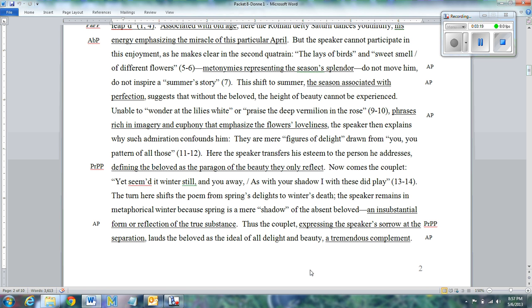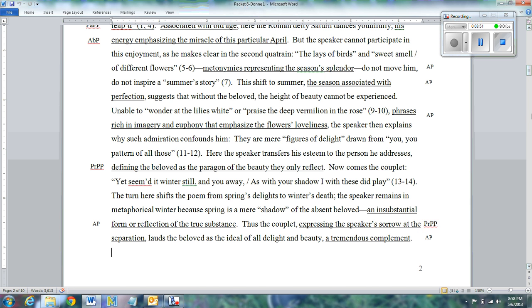Yet seemed it winter still, and you away, as with your shadow I with these did play. The turn here shifts the poem from spring's delights to winter's death. The speaker remains in metaphorical winter because spring is a mere shadow of the absent beloved, an insubstantial form, a reflection of the true substance. Thus the couplet, expressing the speaker's sorrow at the separation, lauds the beloved as the ideal of all delight and beauty, a tremendous compliment.